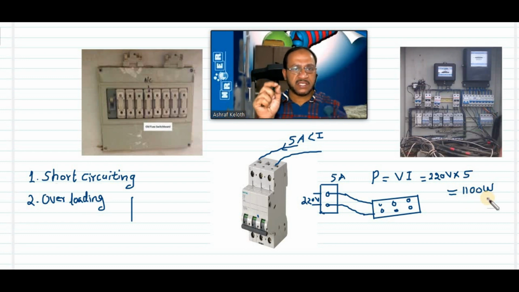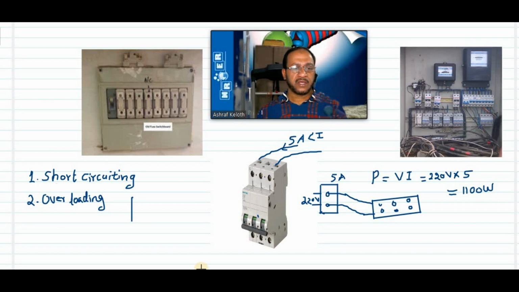So in a branch, when you add the power of the fan in that line, the power of the bulb and all other devices, and switch on all the devices, the total power of all the devices should not exceed what? 1100 watts. If it exceeds 1100 watts, then the current will go above 5 ampere.